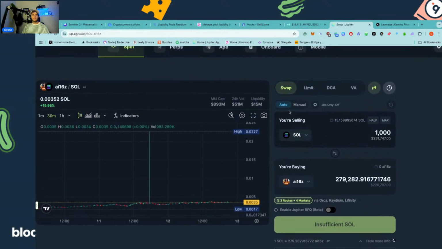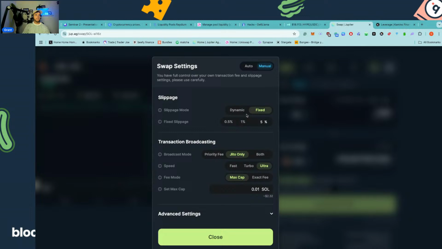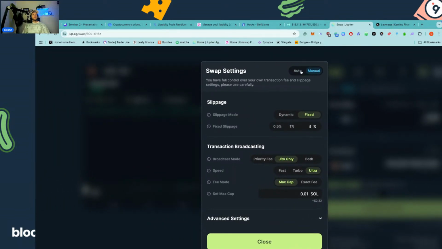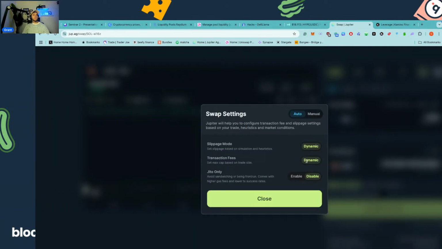And that's on the auto as well. So if we click into manual, then we can have a little look at our settings. Auto slippage mode is dynamic. It's just going to optimize for the trade at a specific time. It's going to optimize your transaction fees based on the trade at that specific time.